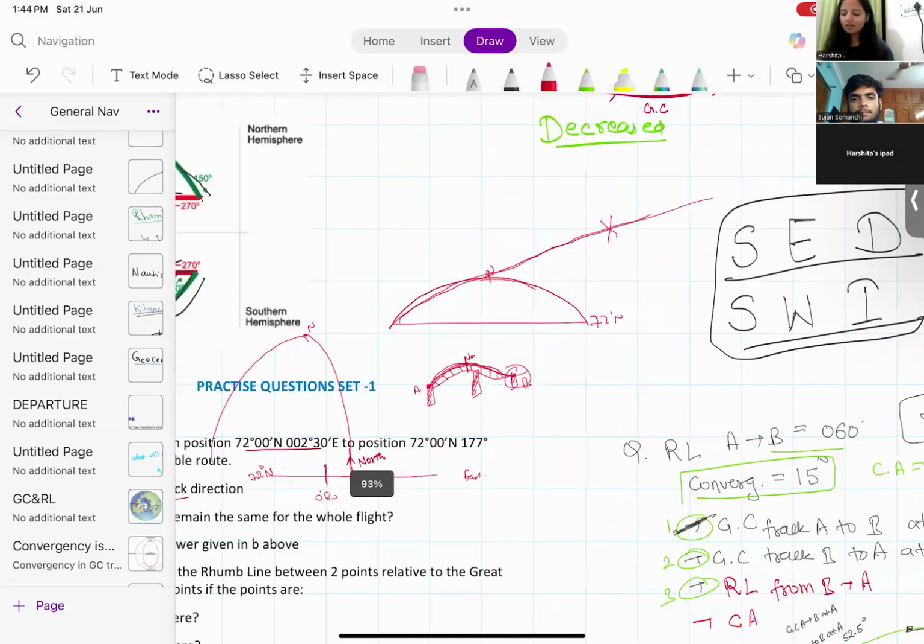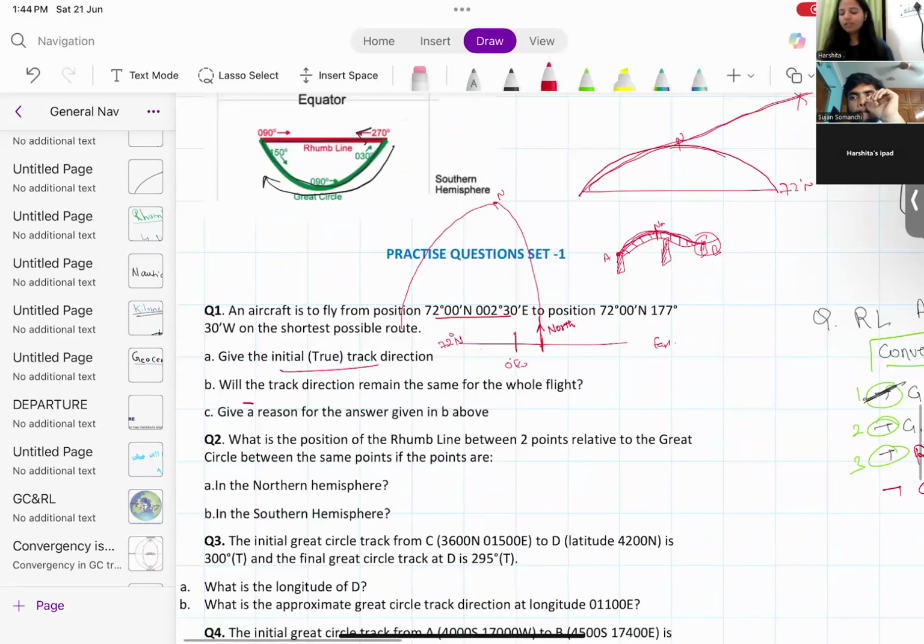Right? So now tell me, will the track direction remain the same the whole flight? No. Why? Because it is changing at the North Pole. We can't keep moving north. Where will you go north? Above the North Pole? You'll have to go south now, right? Yes. It's just like a roller coaster. If you go up, you have to go down also.